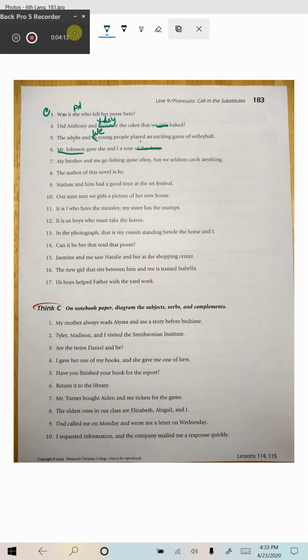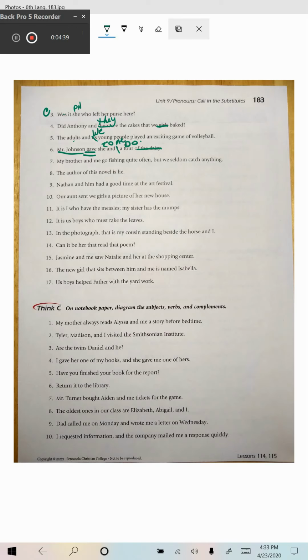Mr. Johnson gave, what did he give? He gave a tour. That's the direct object, right? He gave a tour to she and I. So she and I are the indirect object. But we need objective case, which is me. So what you need to write on there, what you really need, is the me. That's what you really want.